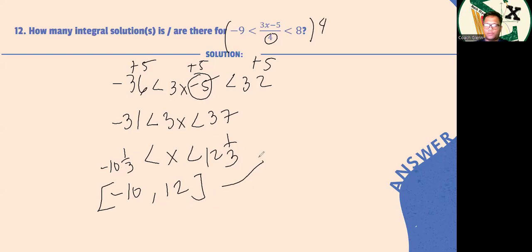Again, we use the same formula: bigger number minus smaller number plus 1. 12 minus negative 10 is 12 plus 10, so that's 22. And 22 plus 1 is going to be equal to 23. So the final answer here should be 23. Okay. Any questions for number 12?